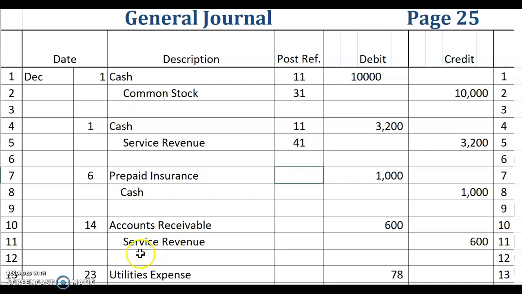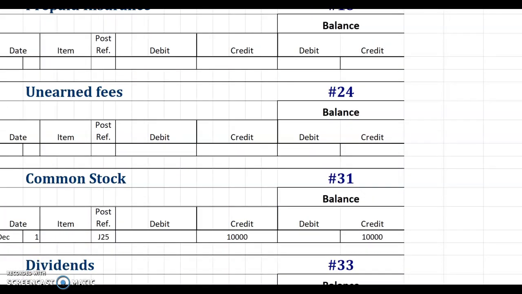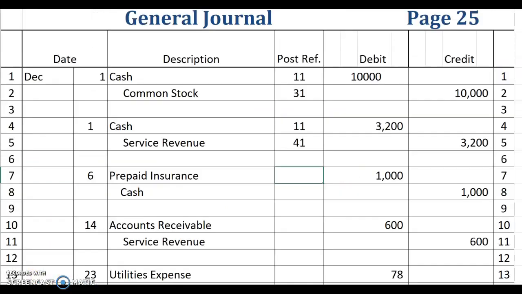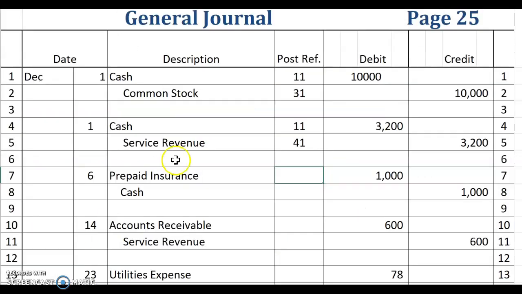This is the debit of 1,000 to prepaid insurance. So we go to prepaid insurance. With the assets, what was the date on that one? That was on the 6th. Debit of 1,000 on the 6th. Skip the item column, post reference J25, debit of 1,000. It's got a debit balance of 1,000 because that's the only thing in here. This is account number 18.